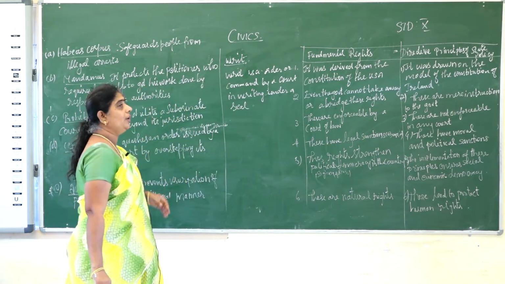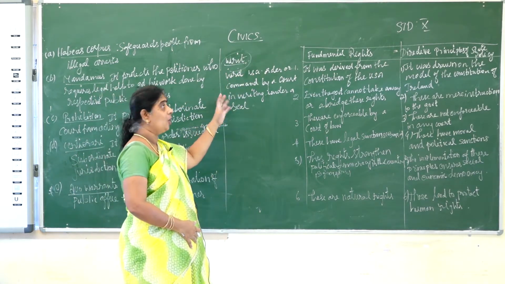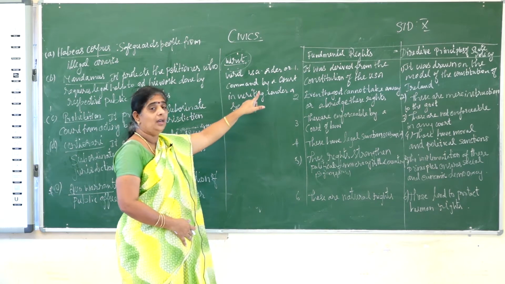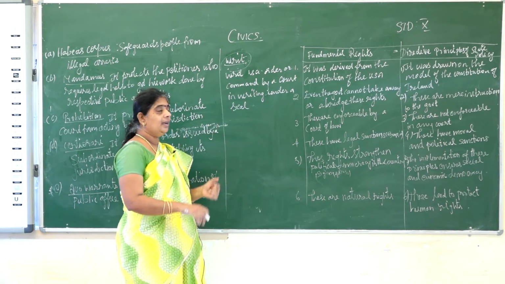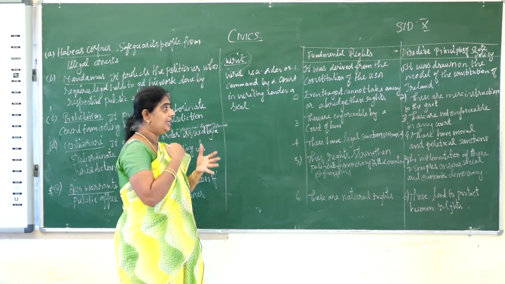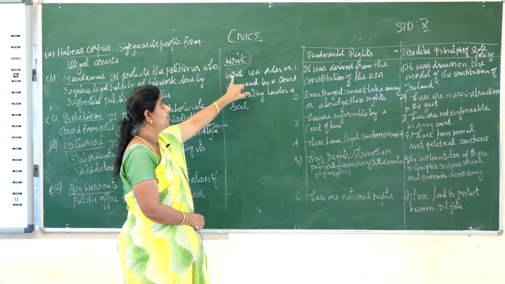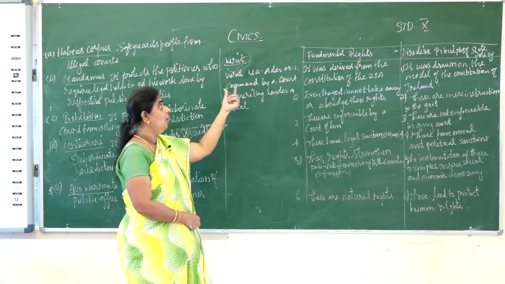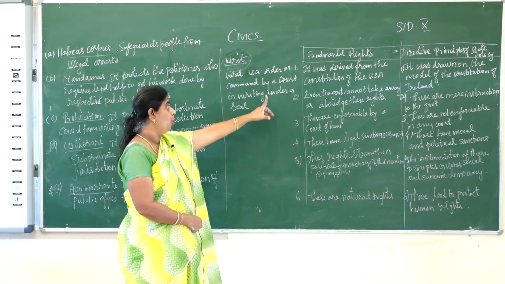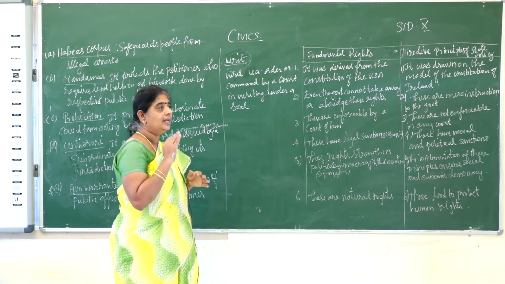So, we are going to talk about the writ. A writ is nothing but an order, an order or command given by a court. How will it be? It is in writing, under their seal. An order written under a seal by the court, that is a writ. A writ is an order or a command by a court in writing, under their seal.